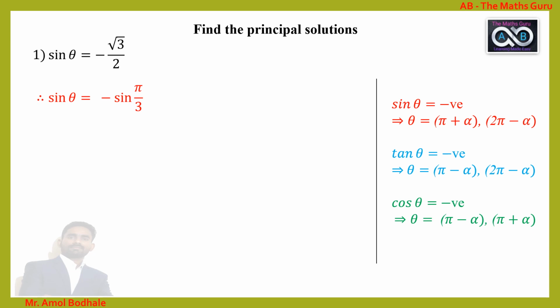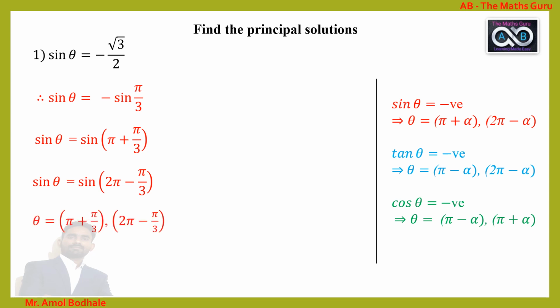The angle that lies in the third means pi plus theta, and the angle that lies in the fourth means 2 pi minus theta. So therefore we can write sine theta equal to sine of pi plus pi by 3 and sine theta equal to sine of 2 pi minus pi by 3. So therefore theta equal to pi plus pi by 3 and 2 pi minus pi by 3 are the solutions. Therefore theta equal to 4 pi by 3, 5 pi by 3 are the principal solutions, where 0 less than or equal to theta less than or equal to 2 pi.